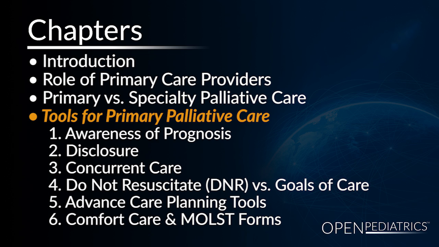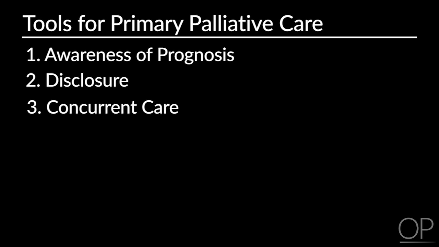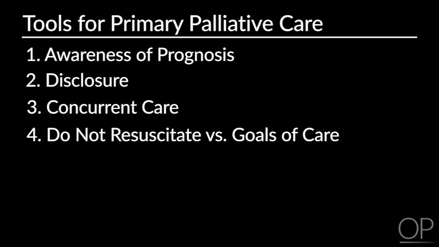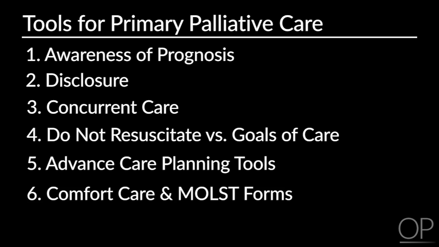Tools for primary palliative care. And so I'd like to devote the rest of this talk to 6 tools for primary palliative care. The first is using an awareness of prognosis. The second is understanding disclosure. The third is making the most of the benefits of concurrent care. The fourth is understanding the difference between getting the DNR and exploring goals of care. The fifth is knowing about advanced care planning tools. And the sixth is assuring that comfort care forms and most forms are in the home.